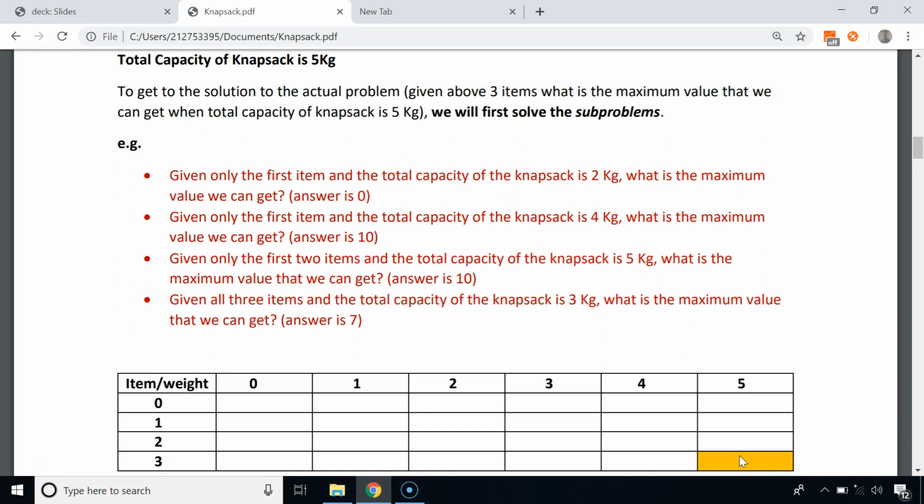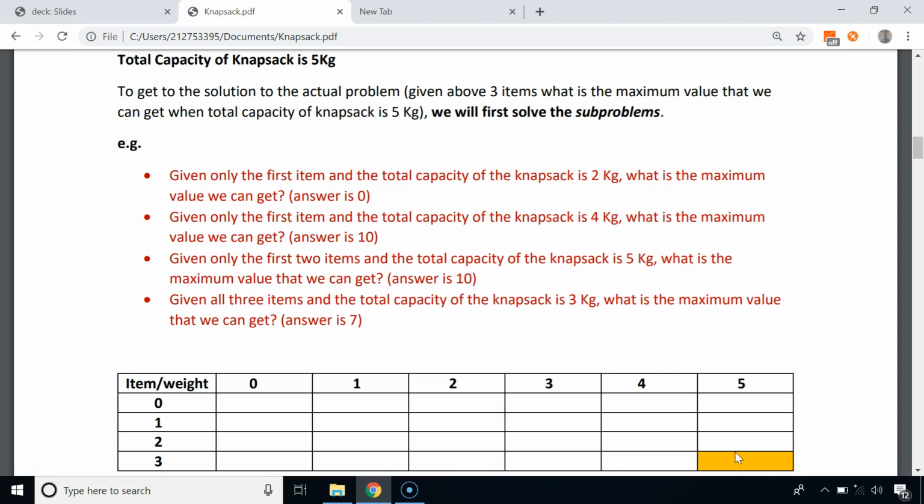So the value in this cell represents the maximum value that we can get when we have 3 items and the knapsack capacity is 5, which is our actual problem. And the value in this cell represents the maximum value that we can get when we have only the first 2 items and the knapsack capacity is 5. Similarly, the value in this cell represents the maximum value that we can get when we have only the first item and the knapsack capacity is 4. And the value in this cell represents the maximum value that we can get when we consider all 3 items and the knapsack capacity is 2.